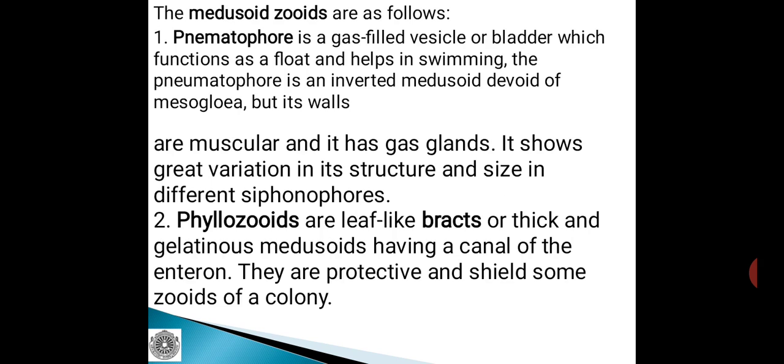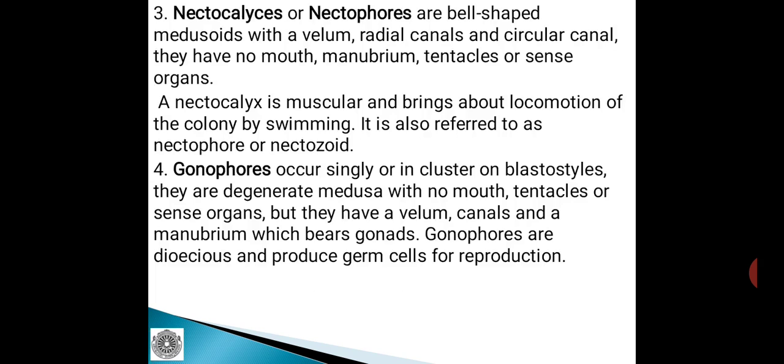Coming to the second type, phyllozooids. Phyllozooids are leaf-like bracts or thick and gelatinous medusoids having a canal of the enteron. They are protective and shield some zooids of the colony. The third type will be nectocalyces or nectophores. These are bell-shaped medusoids with a velum, radial canals and circular canal. They have no mouth, manubrium, tentacles or sense organs. So all these are absent. A nectocalyx is muscular and brings about locomotion of the colony by means of swimming. It is also referred to as nectophore or nectozooid.